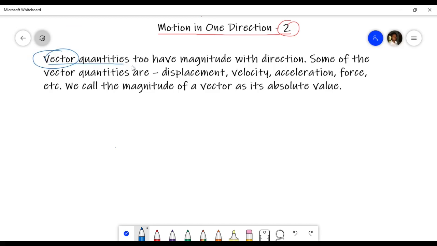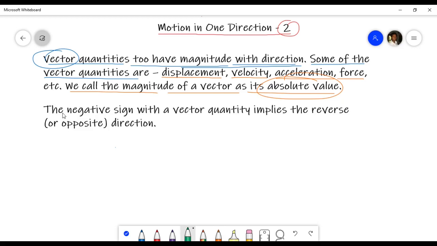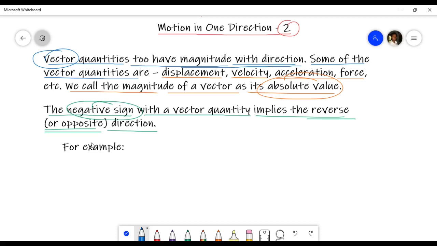Let's see about vector quantities. Vector quantities too have magnitude, but with direction. Some of the vector quantities are displacement, velocity, acceleration, force, and some more. We call the magnitude of a vector its absolute value. Remember this. Now, when we have a negative sign with a vector quantity, it implies the opposite or the reverse direction.